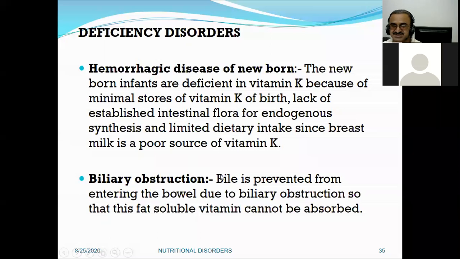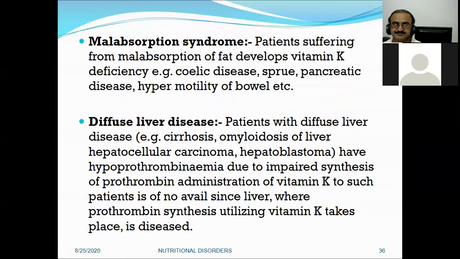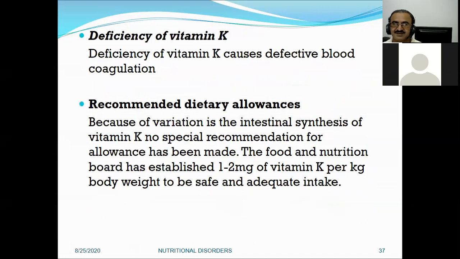There may also be biliary obstruction. Bile is prevented from entering the bowel due to biliary obstruction, so the fat soluble vitamin cannot be absorbed. This vitamin K deficiency also causes ineffective blood coagulation. The recommended daily dose is 1 to 2 milligram of vitamin K per kg body weight, which will be a safe and adequate intake in our routine daily diet.